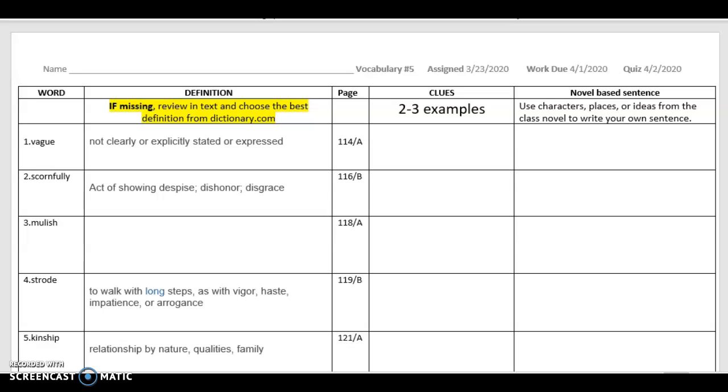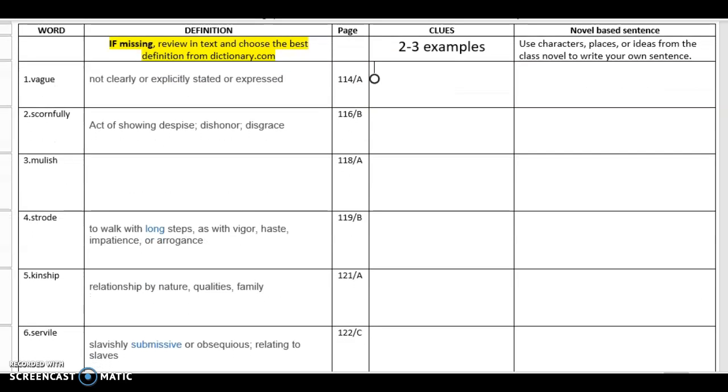Okay, so today's lesson is looking at context clues and how we can use those to understand words. So this is your new document for vocabulary. You'll notice though there are some blanks. So what you will need to do is to look up these words and to add them to your document. But what I wanted to show you is that this is just like what we did in class.